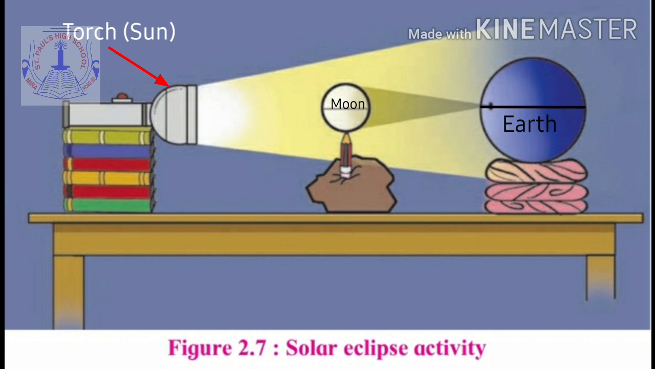Take a torch, that is your sun. Hold it at a distance of about 30 cm from the moon. Direct the light beam on the moon. See the figure which is shown. Observe the shadow of the smaller ball on the earth to understand how solar eclipse occurs.